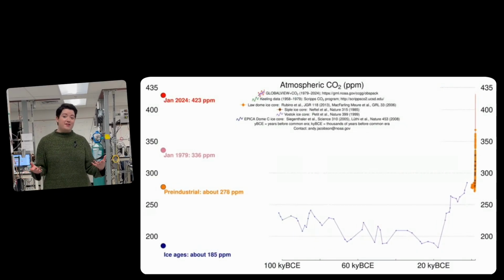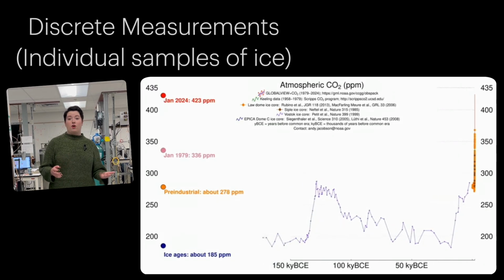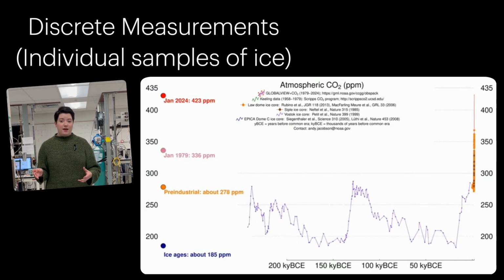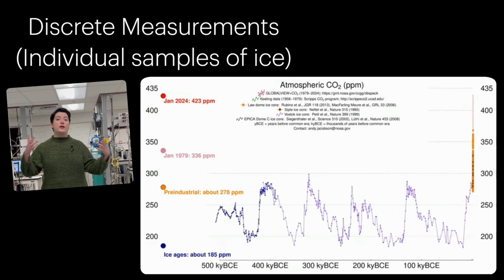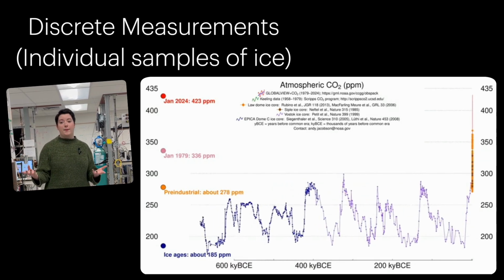These types of measurements on individual blocks of ice are called discrete measurements. That means that you get one data point for each piece of ice, and then you string those together to form a complete climate record.